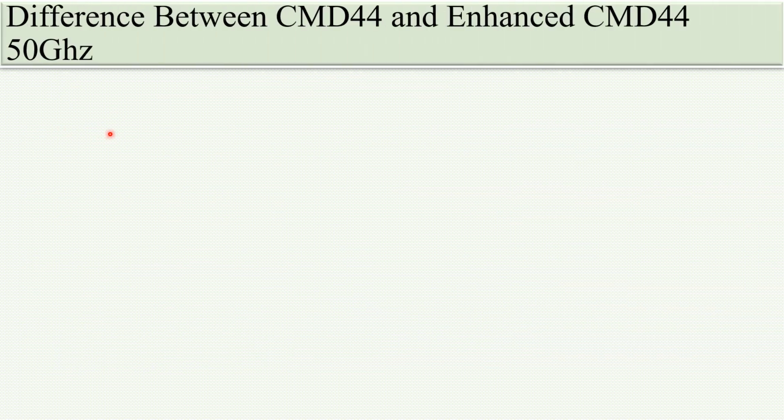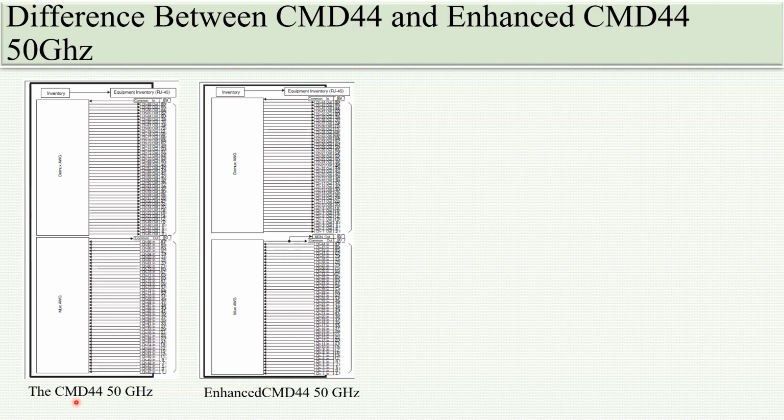In this slide, we will discuss the difference between CMD44 and enhanced CMD44 50 GHz fixed channel spacing. In the previous slide we discussed the similarity between these two modules, but here we will discuss the difference. This is the block diagram of CMD44 50 GHz, and on the right-hand side you can see the enhanced CMD44 50 GHz diagram. Can you see the difference between these two? This is the additional port in enhanced CMD44 for monitoring the common output.